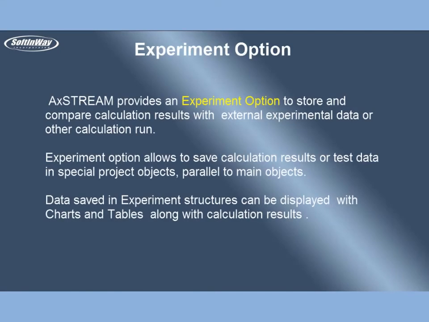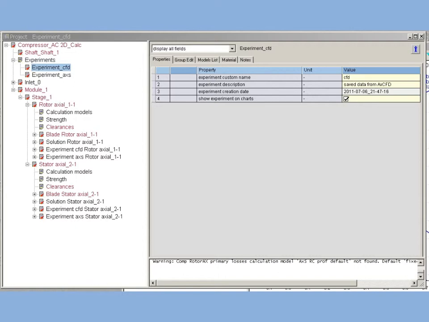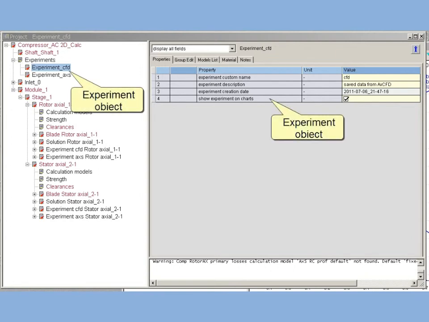Experiment option. AxSTREAM provides an experiment option to store and compare calculation results with external experimental data or other calculation runs. The experiment option allows you to save calculation results or test data in special project objects, parallel to main objects. Data saved in experiment structures can be displayed with charts and tables along with calculation results. An experiment can be created from the AxSTREAM main project or the flowcharts or tables modules. All created experiments are listed in the project.